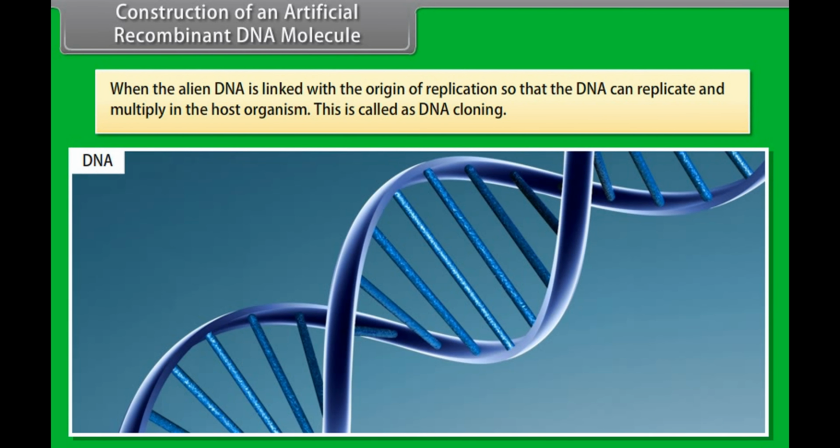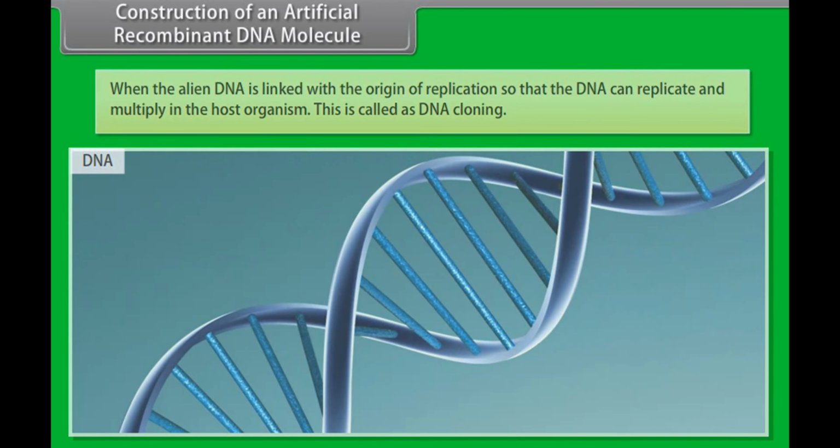Construction of an artificial recombinant DNA molecule. When the alien DNA is linked with the origin of replication, so that the DNA can replicate and multiply in the host organism, this is called as DNA cloning. Construction of artificial recombinant DNA.